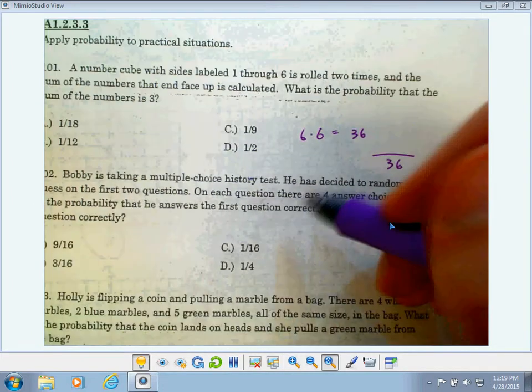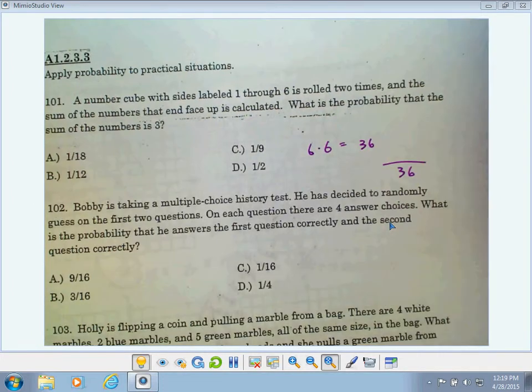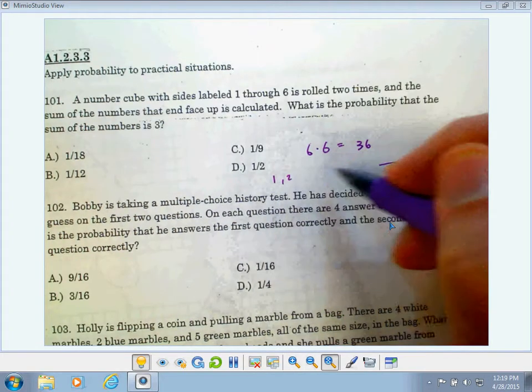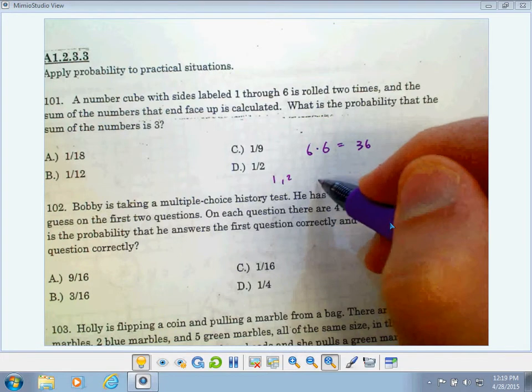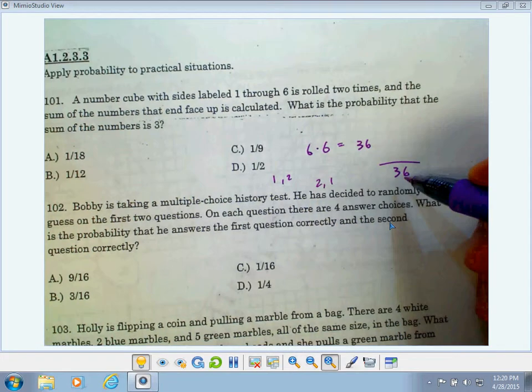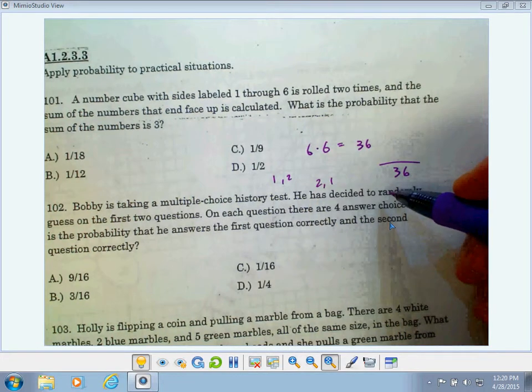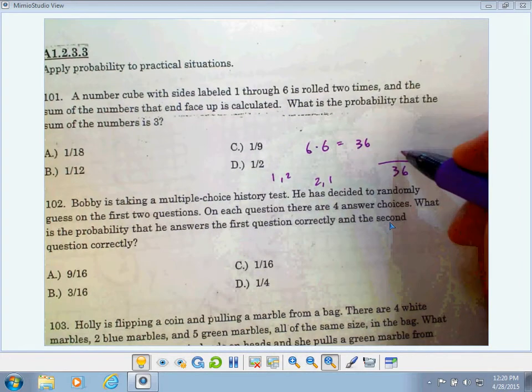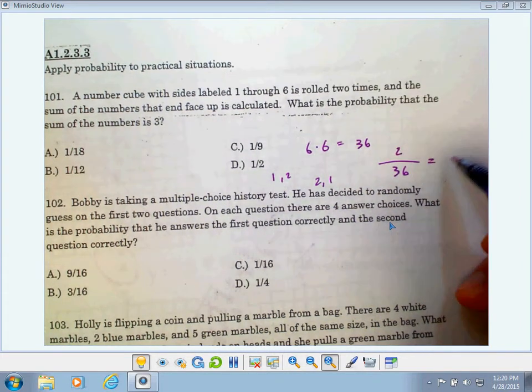Well, the first die could be a 1, and the second one could be a 2. So we'd have that. Or the first die could be a 2, and the second one could be a 1. But that's it. There are no other ways to roll a 3. So really we have 2 ways out of the 36 possible. If we reduce, it's 1 out of 18.